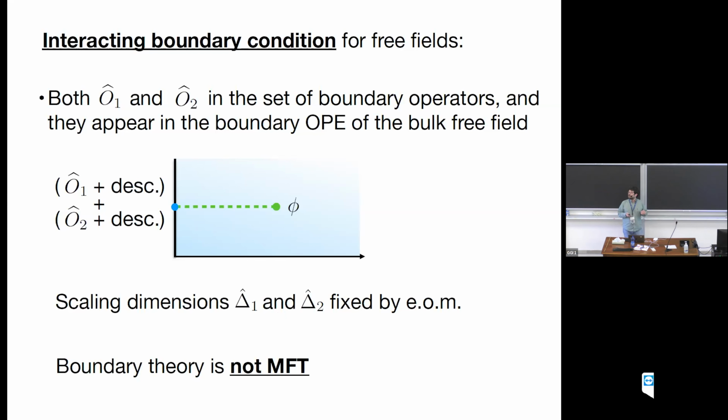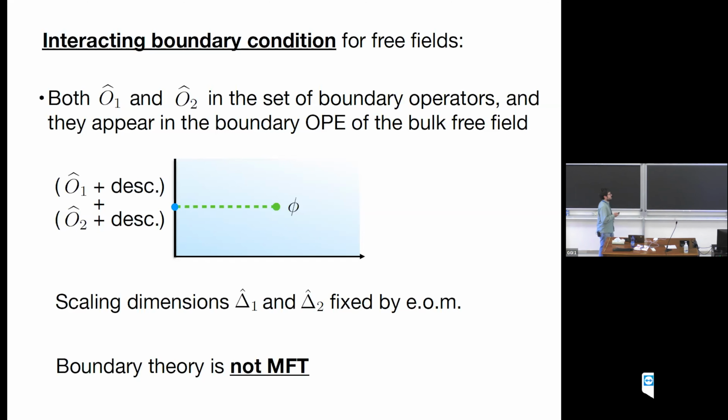Now, I'm going to discuss some examples, as I promised, and then we'll see how to attack this problem with the numerical bootstrap. Are there questions about the definition of interacting boundary condition?